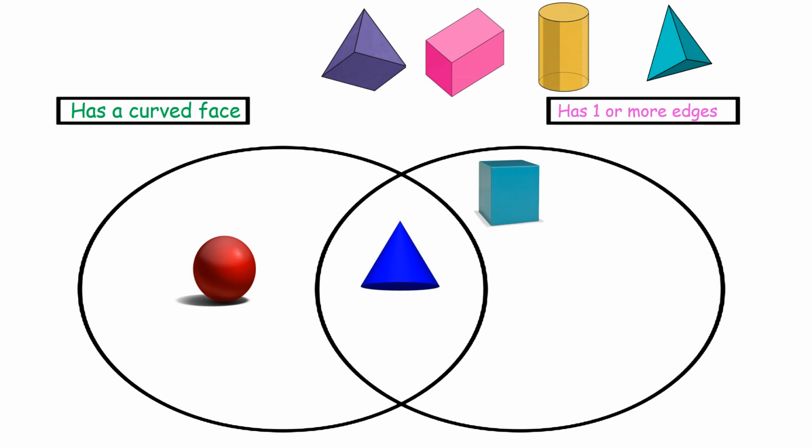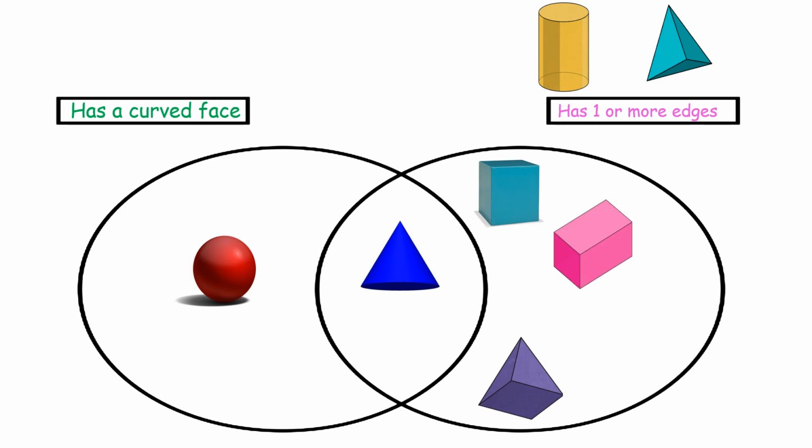Let's have a look at the next shape. We have a square-based pyramid. Does the square-based pyramid have a curved face? No, it only has flat faces. But does it have one or more edges? Yes, it has many edges. So this is where the square-based pyramid needs to be placed. Let's have a look at the cuboid. Where do you think the cuboid should be placed? Well done if you got it correct. The cuboid does not have a curved face, but it does have one or more edges.